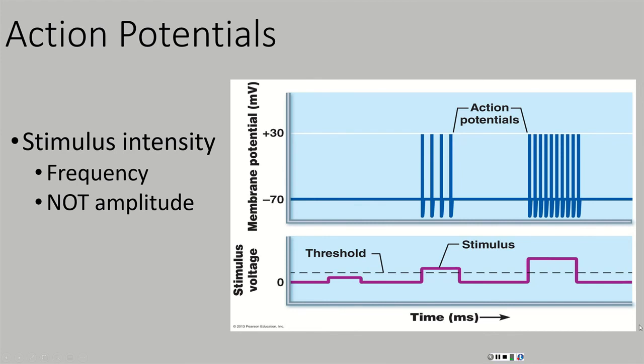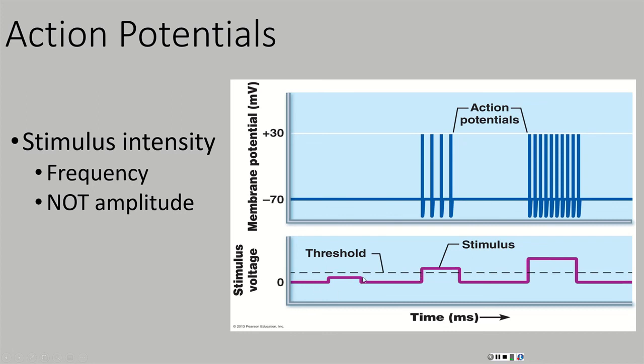So here's kind of a graph of some action potentials. Each one of these raised lines represents an action potential. Here's one, here's one, here's one, here's one, and then here's some a little bit faster. What is this showing us? This is showing us if we have a stimulus.